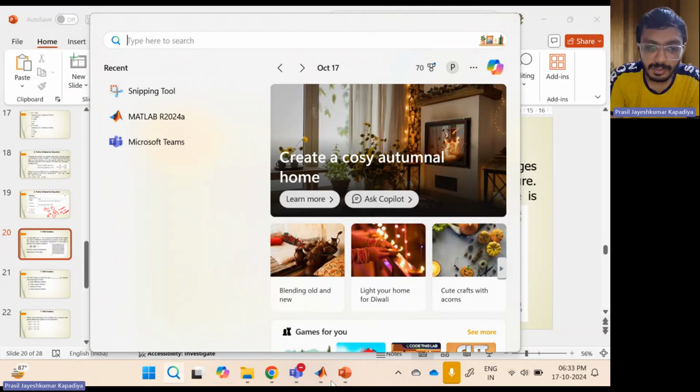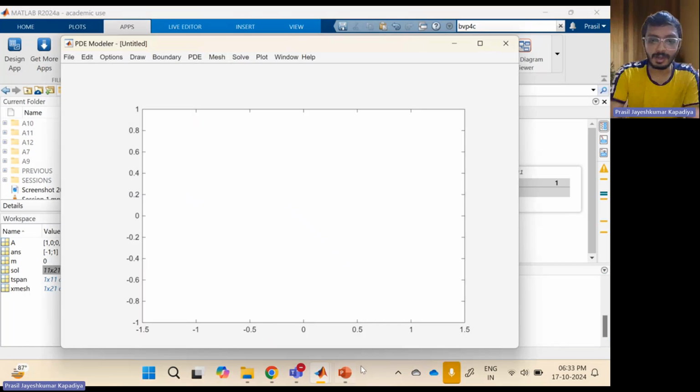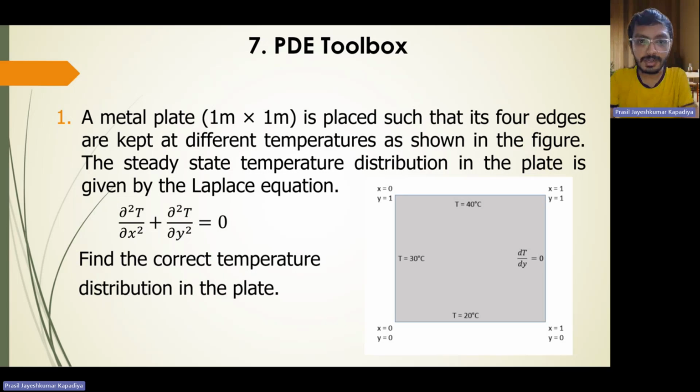If I open my PDE Toolbox, I need to go to Apps, and from here choose PDE Modeler. Let's read out the problem statement first. A metal plate 1 meter by 1 meter is placed such that its four edges are kept at different temperatures as shown in the figure. The steady state temperature distribution in the plate is given by the Laplace equation, ∂²T/∂x² plus ∂²T/∂y² equals 0, and we are supposed to find the correct temperature distribution in the plate.